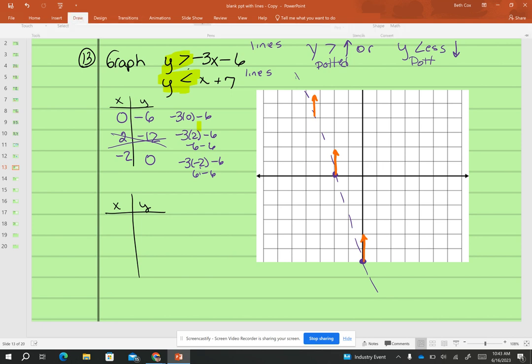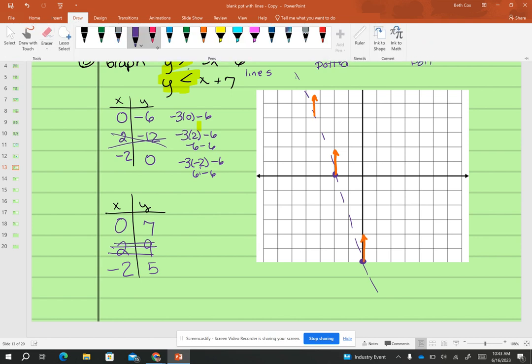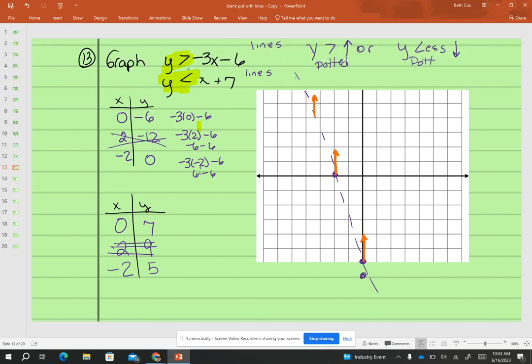All right, I'm going to do the second line. Second line, I'm going to plug in numbers just like I did before. I plug in 0, I get 7. If I plug in 2, I get 9. If I plug in -2, I get 5. So again, I'm going to use the ones that I have room for. 0, 7 is hard to do because, again, my graph paper is not quite big enough, but I'll do it. 0, 7 is way down here. And then -2, 5 is right here. This one's tricky, isn't it? I don't think that's right. I think I made an error somewhere.